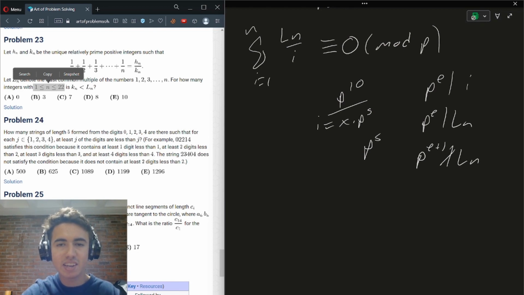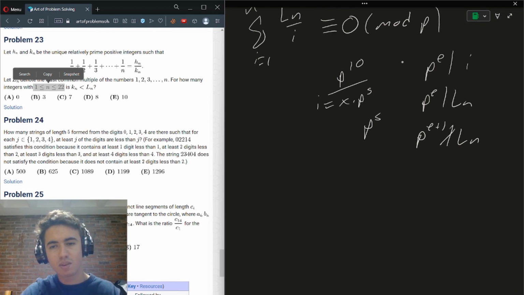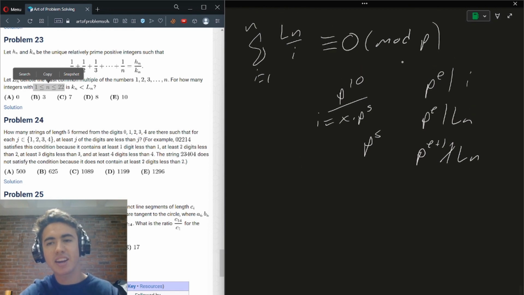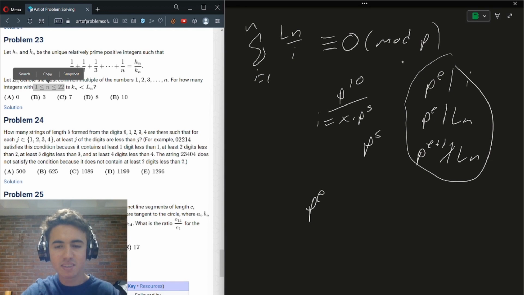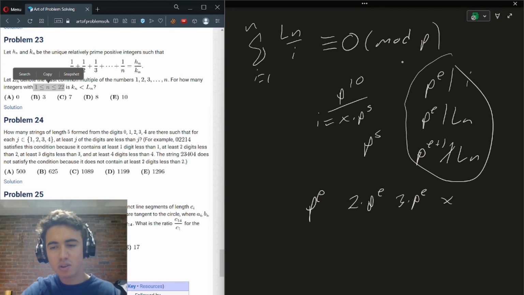What are all the I that divide ln? Of course, what are all the I such that this holds? Well, of course, p to the e works, and also any multiple of p to the e works, right? Like 2 times p to the e, and 3 times p to the e, and all terms of the form x times p to the e, right? Except we have to realize that x must be less than p.